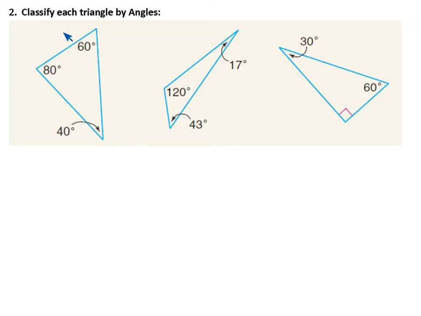So if we look at this first triangle, for example, we have different terms for each of these types of triangles. Now notice this angle measurement is 80 degrees, this angle measurement is 60 degrees, and this angle measurement is 40 degrees. Since all of the angles of this triangle are acute angles, we can classify this as an acute triangle. And remember, that is a triangle such that all angles are acute.